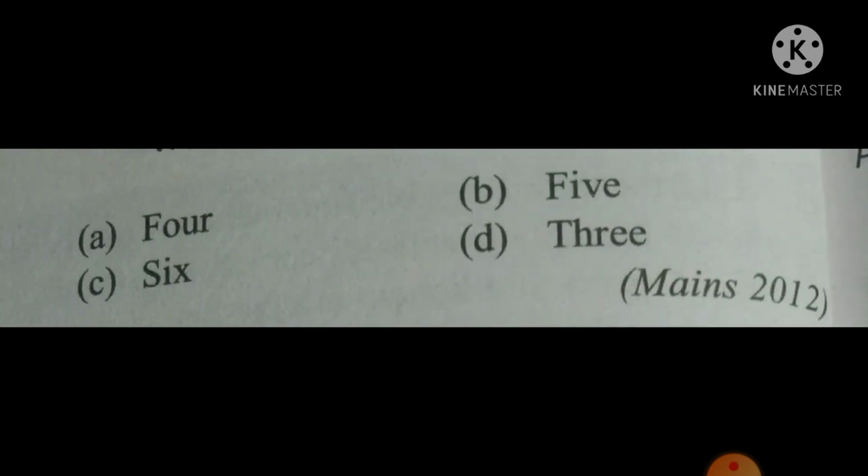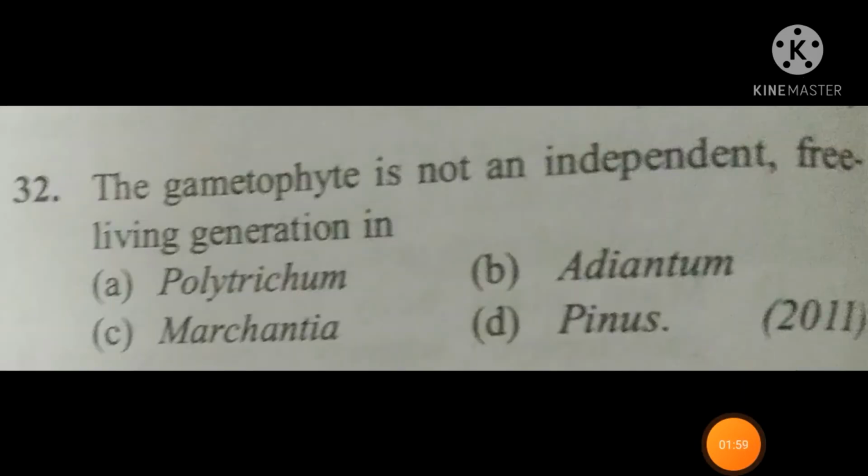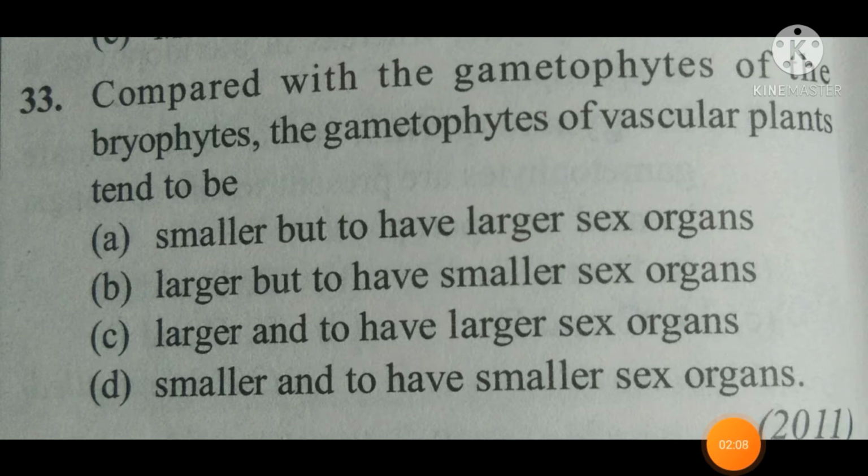So next question. The gametophyte is not an independent free living generation in A. Polytrichum, B. Adiantum, C. Marchantia, D. Pinus. So the correct answer for this is Pinus. Okay.